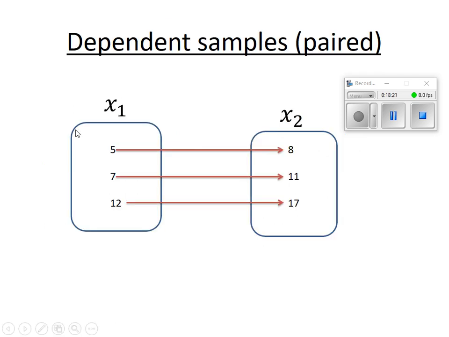So when we're doing dependent samples, they've got to be paired up. Everything in sample 1 has to match up to something in sample 2. That's what makes them dependent. They have to match up. If they don't match up, then we can't do this stuff. So they have to match up.